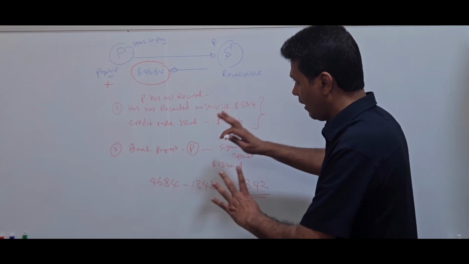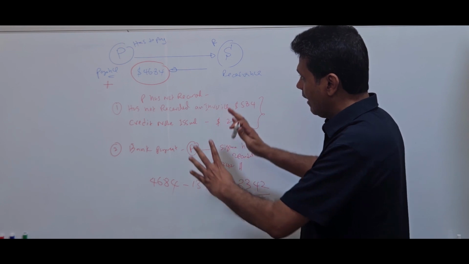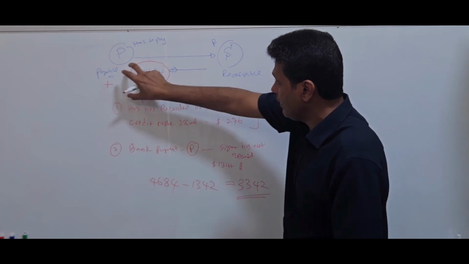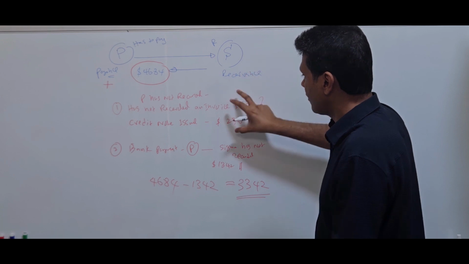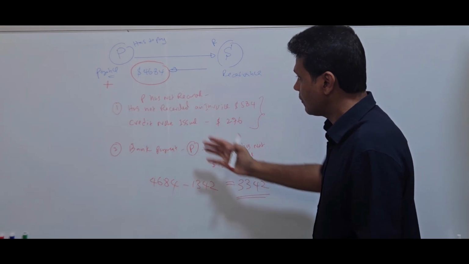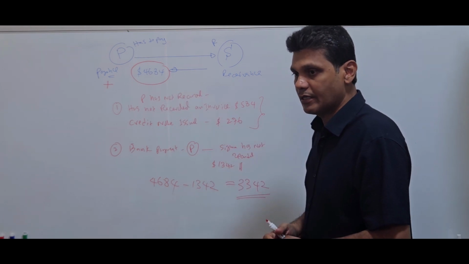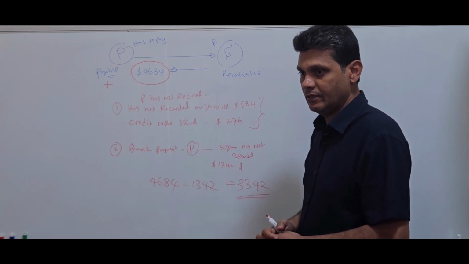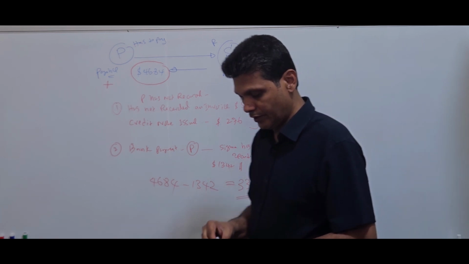Okay. So you identify what is relating to P, what is relating to S, what information is given, what information is not given. Based on that, you have to identify the correct balance. Is that clear? Okay. So we'll move on to the next question.